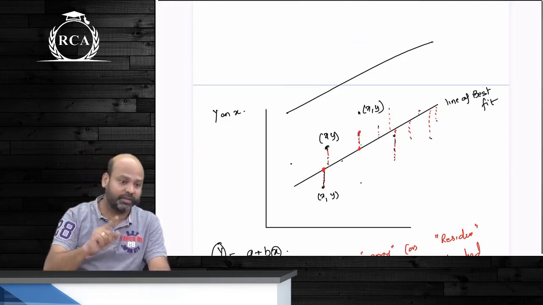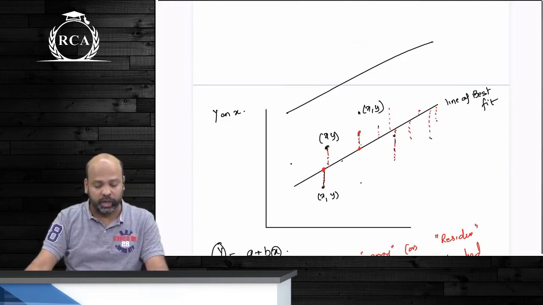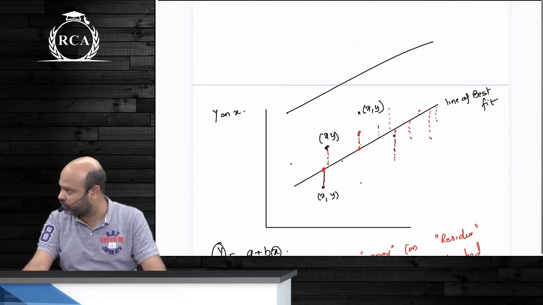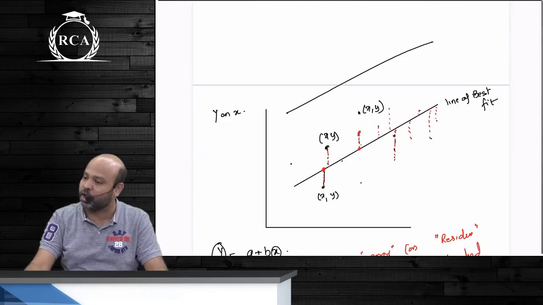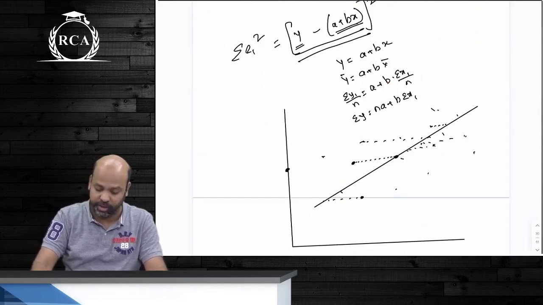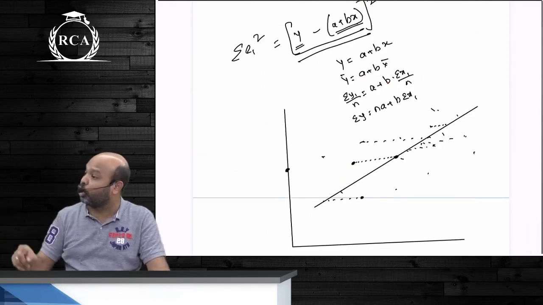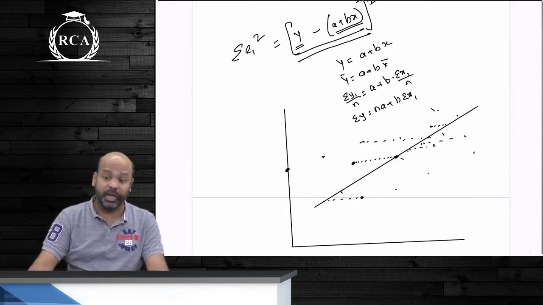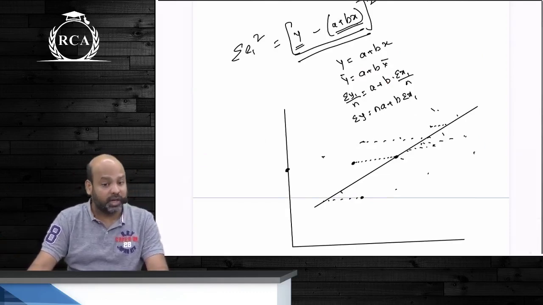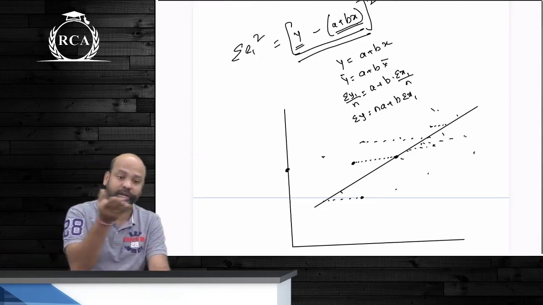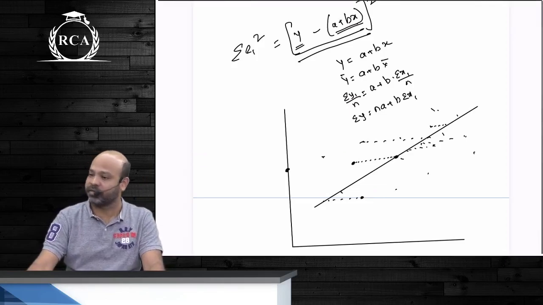So if it is y on x, it is minimization of vertical distances. If it is x on y, we keep the y value constant and minimize the difference between the actual value of x and the estimated value of x. That is minimization of horizontal distances. This minimization of horizontal distances and vertical distances can result in two different equations. That is why we have the y on x equation separately and the x on y equation separately.